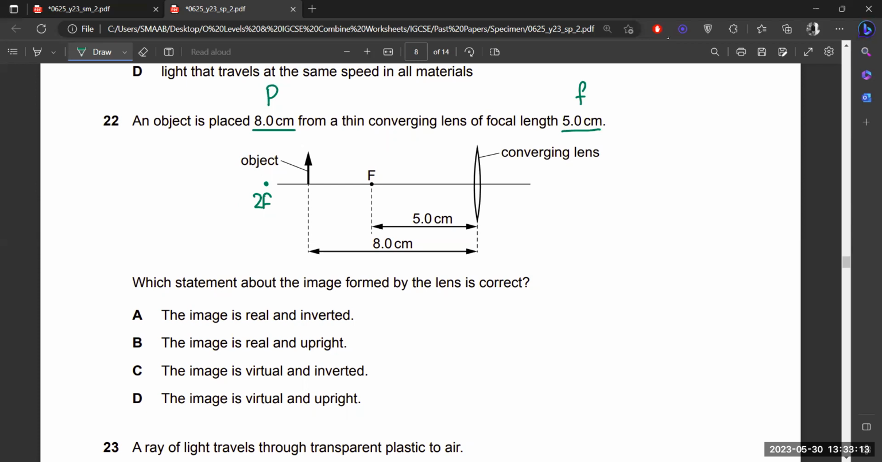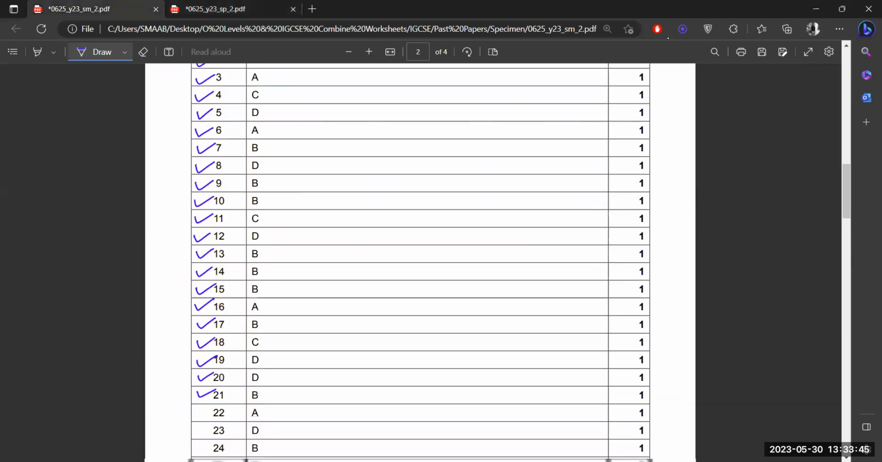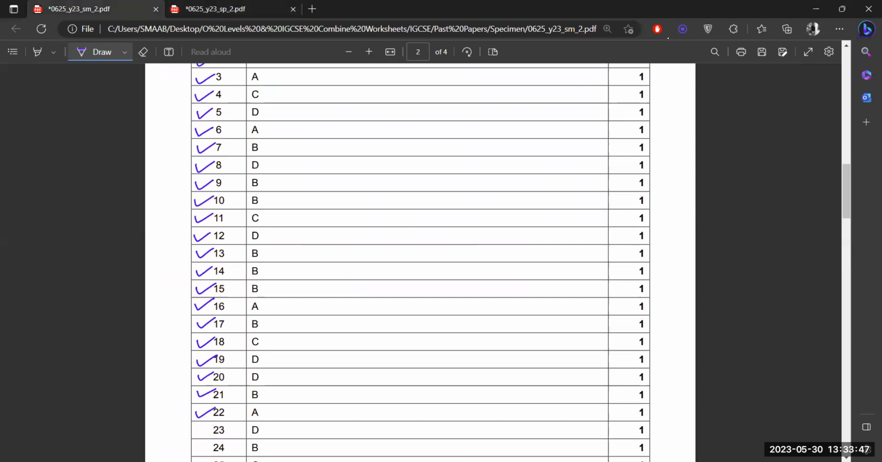Which statement about the image formed by the lens is correct? Basically we are talking about when the object is placed between f and 2f. You may check the revision notes of mine. We already discussed this in the topical section of light. So the statement about the image formed by the lens is real and inverted. That is option A. Simple choice. A.